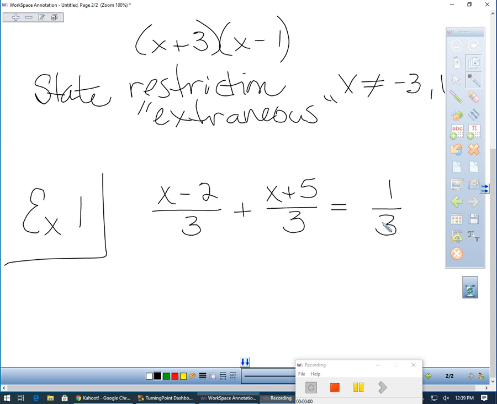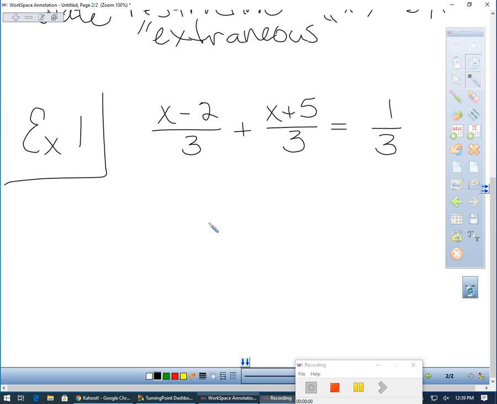I started with this one because it's already got a what? A common denominator, exactly. Since all the denominators are the same, we can just add the numerators together. Because what we would really do, technically, would be clear the fraction. We would multiply every one of these by 3 to get rid of the fraction, and all of those 3's would cancel. We would be left with x minus 2 plus x plus 5 equals 1.